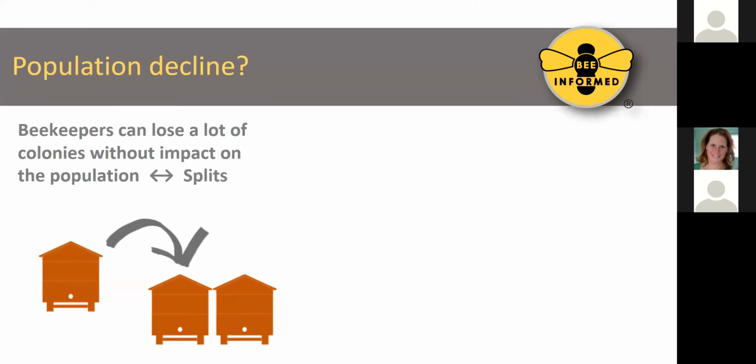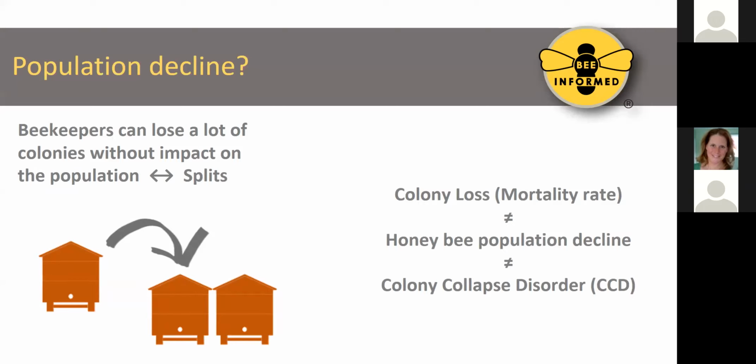Again, this is despite high turnover of the colonies, because beekeepers can make new colonies and maintain or increase their operation size. So this is, I guess, the first main point from this presentation: whenever you talk about colony loss mortality rate, it is different from honeybee population decline, and it is different from CCD. Those are three different phenomena that have different drivers and different consequences.